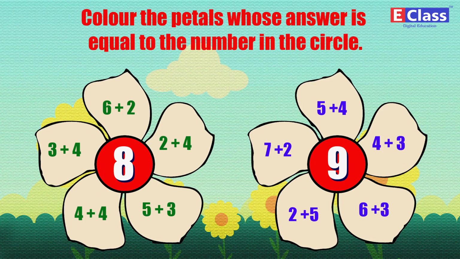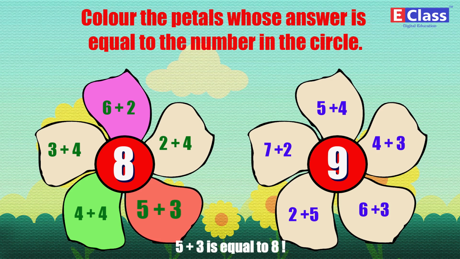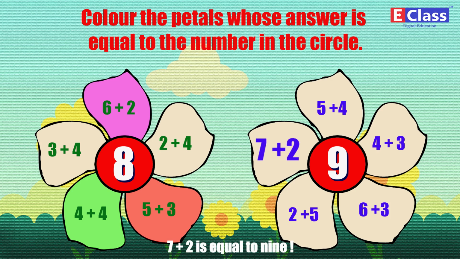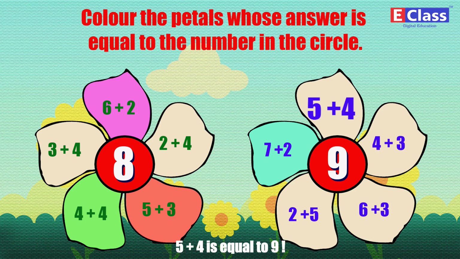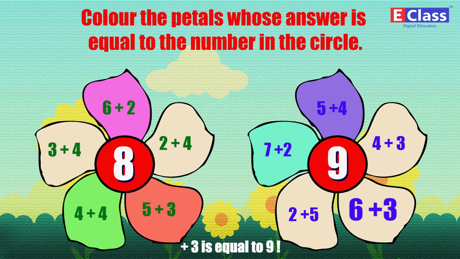Color the petals whose answer is equal to the number in the circle. 6 plus 2 is equal to 8. 4 plus 4 is equal to 8. 5 plus 3 is equal to 8. 7 plus 2 is equal to 9. 5 plus 4 is equal to 9. 6 plus 3 is equal to 9.